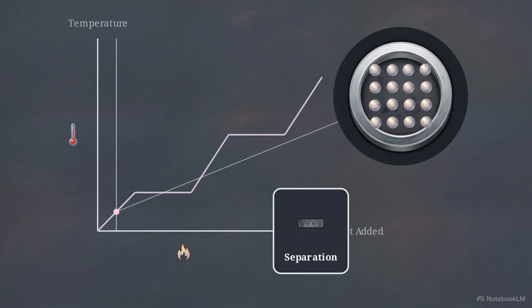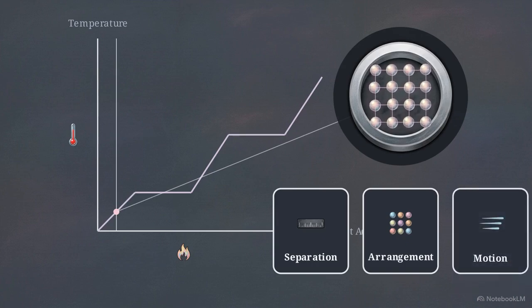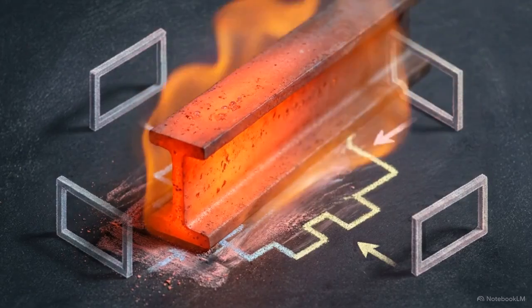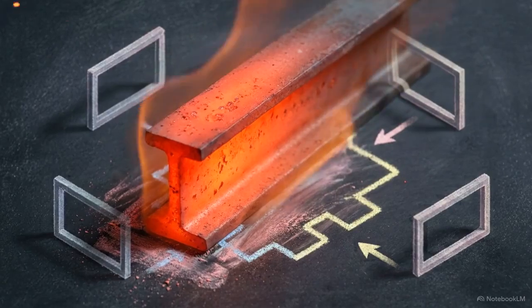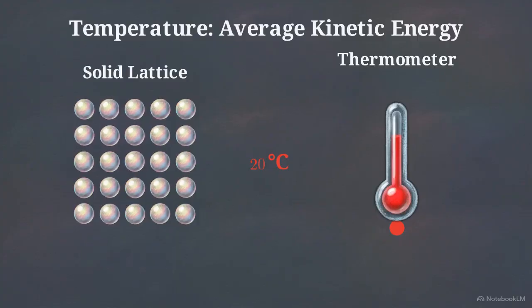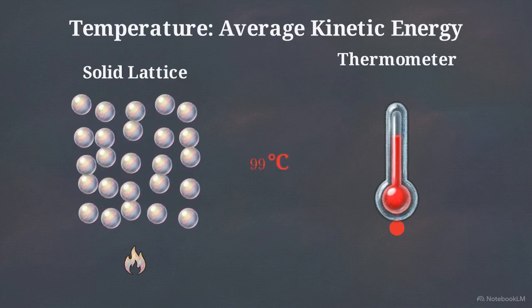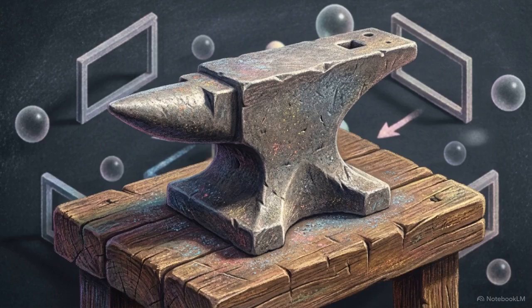In a solid, particle separation is minimal. They are tightly packed and touching. Their arrangement is highly structured, forming a repeating lattice. As for their motion, particles only vibrate about fixed positions. The upward angle of this slope shows that as we add thermal energy, the kinetic energy of the particles is increasing. This causes the particles to vibrate faster. A thermometer detects this increase in kinetic energy and records it as a rise in temperature. The macroscopic rigidity of a solid is a direct result of this microscopic lockdown of particles.